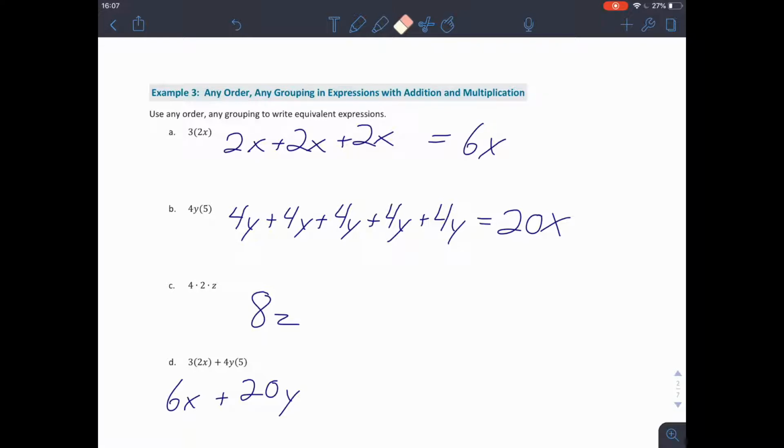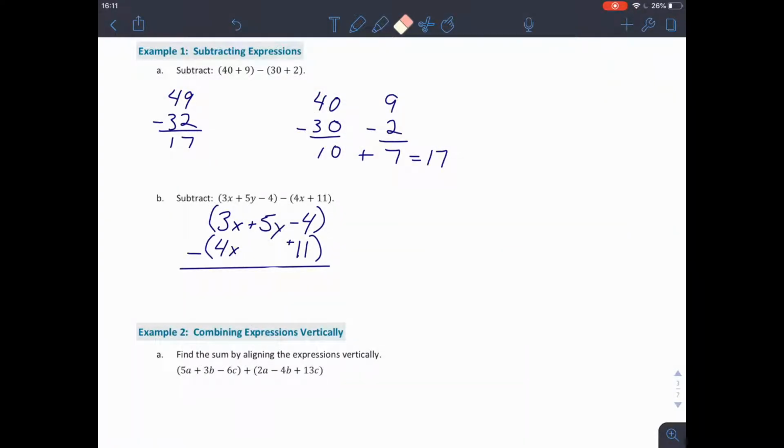Finally, for the last one, we have 3 times 2x and 4y times 5. They are separated by addition, and they have different variables. Because they are separated by addition, we only want to multiply the coefficients that go with the same variable. So we would multiply the 3 and the 2 and keep that 6 as the coefficient for x, and then 4 times 5 and keep the coefficient of 20 with y. So our final expression is 6x plus 20y. Again, even though there is more than one term, this is still the simplest expression because our like terms are separated.